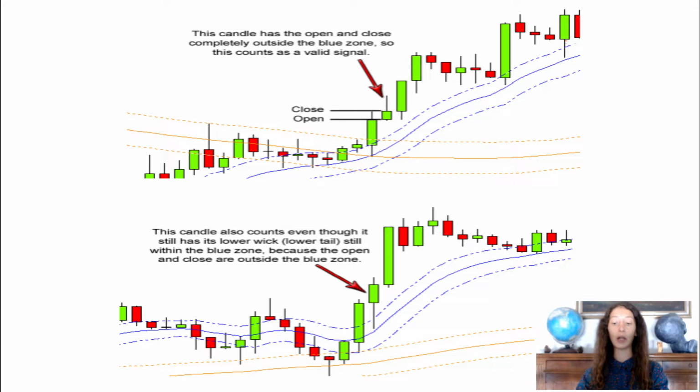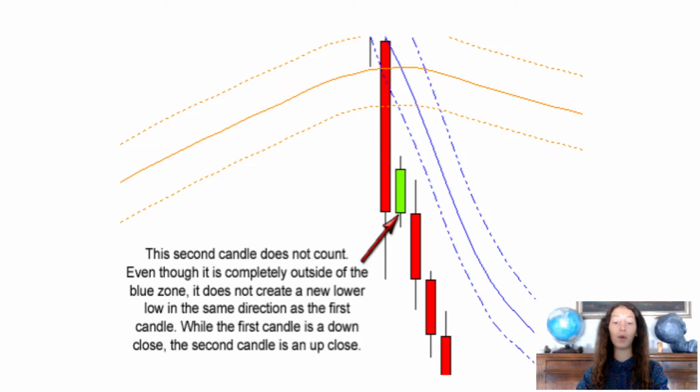If, however, the second candle opens and closes completely outside of the blue zone, but is not the same color candle, it does not count. You can see that in the above example, the entry criteria appear to have been met, as the first candle has closed below the orange and the blue zones, and the second candle is completely outside of both zones. But the second candle is suddenly going back in the opposite direction. It is not confirming the move direction of the first candle, and so the new downtrend is not as likely to continue.